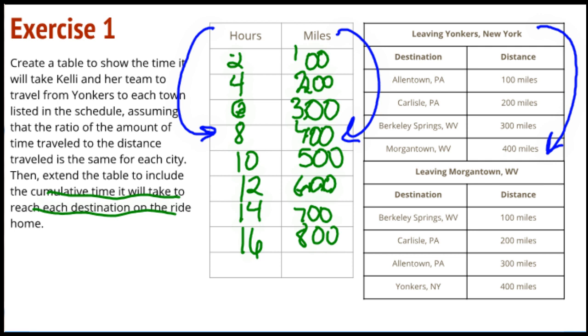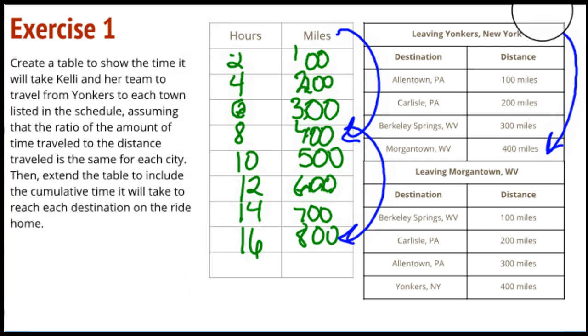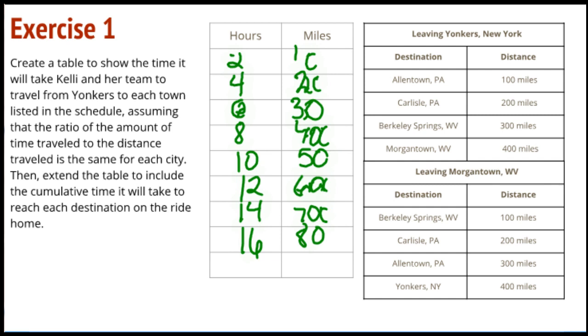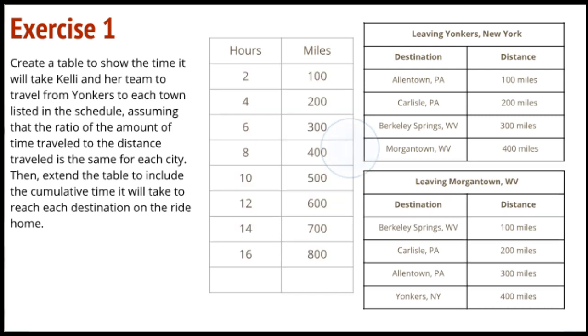And then, checking here, do I have another traveling of 8 hours? 8 to 16. Yep. Do I have another 400 miles? Yep. So I have made sure that I've got the right stuff on my table here. All right. Jump ahead here to the next slide. All right, so hopefully your table looks something like this.